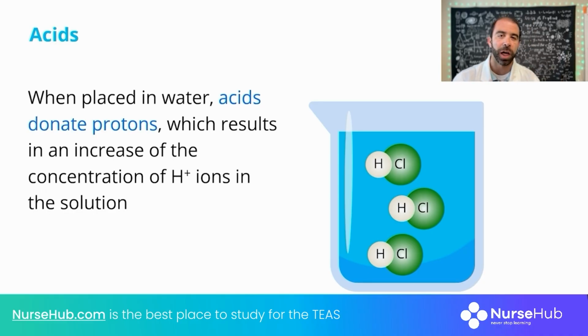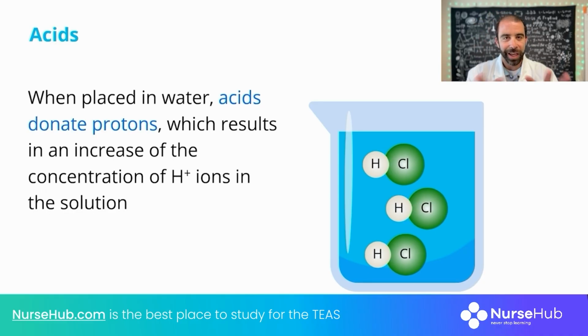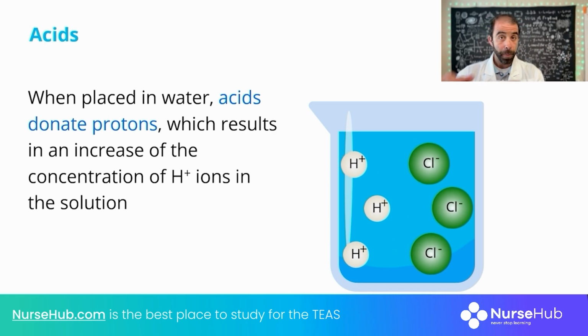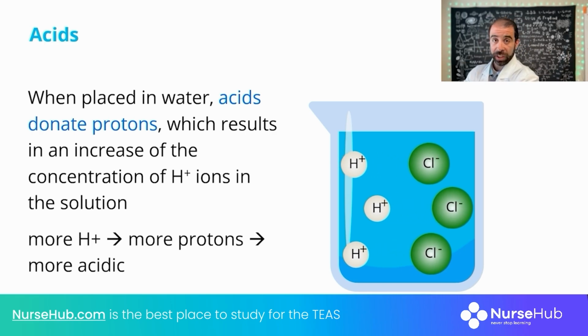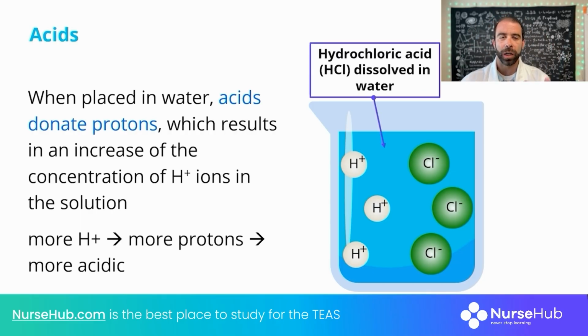This donation of protons results in an increase of the concentration of H+ ions in the solution, which makes it more acidic. More H+, more protons, more acidic. A simple example is hydrochloric acid. When it dissolves in water, it releases lots of H+ ions, leading to an increase in the concentration of H+ ions.